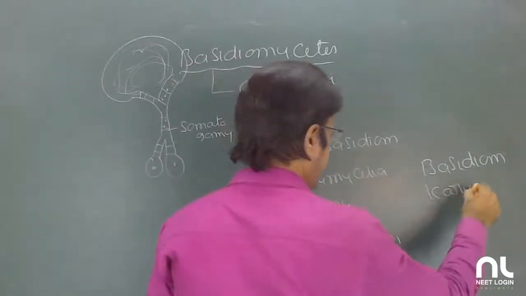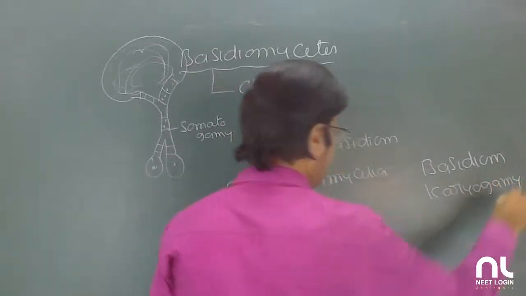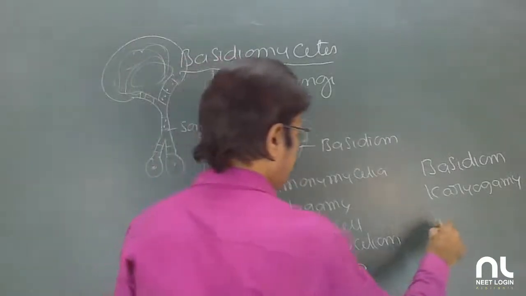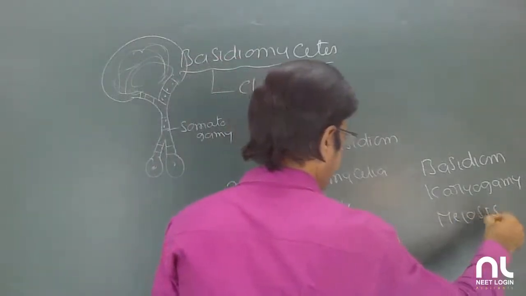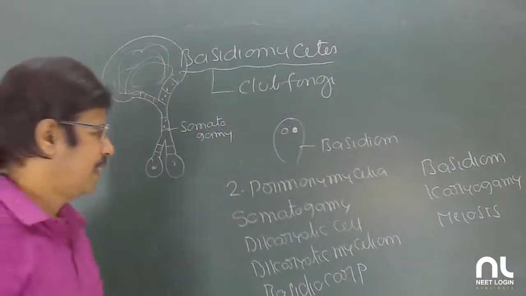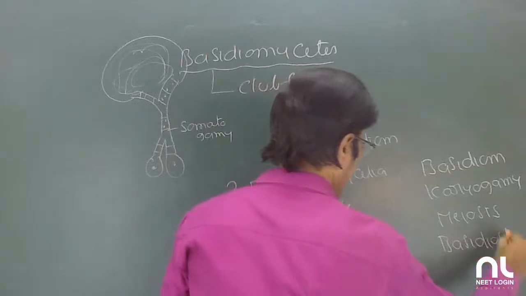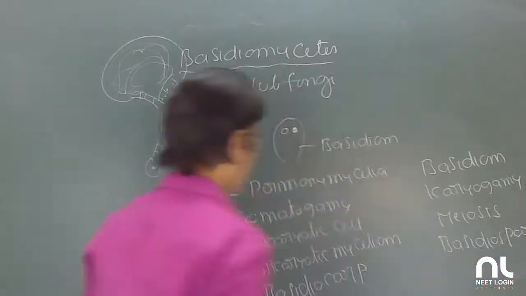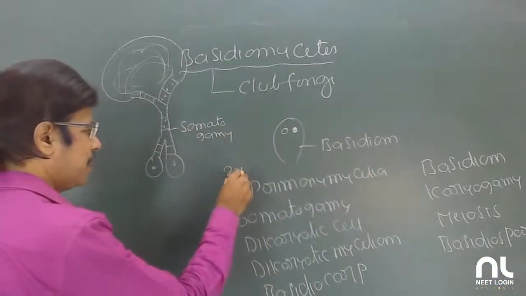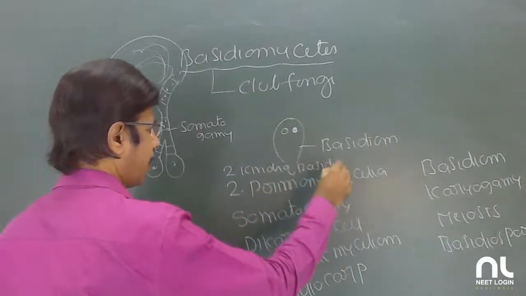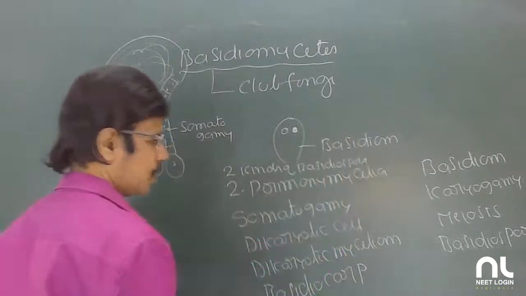What is that? Karyogamy. And karyogamy followed by meiosis results in basidiospores. Here, how many kinds of basidiospores? Two kinds of basidiospores.